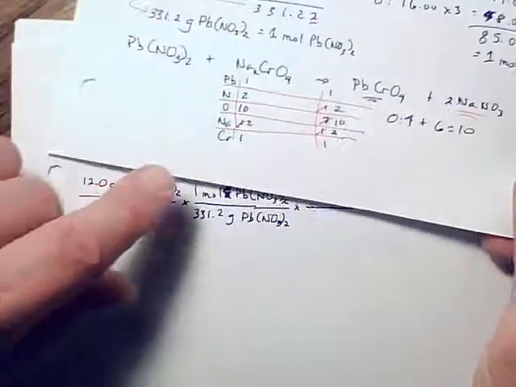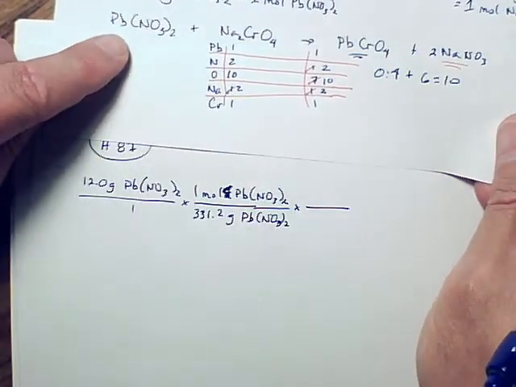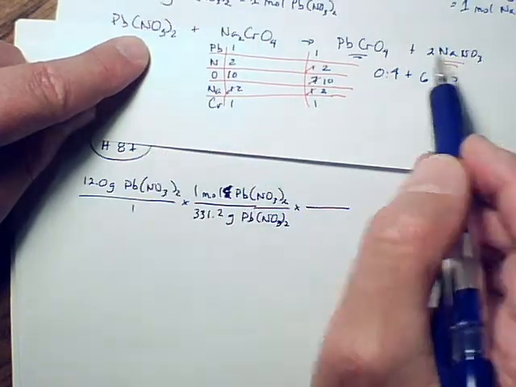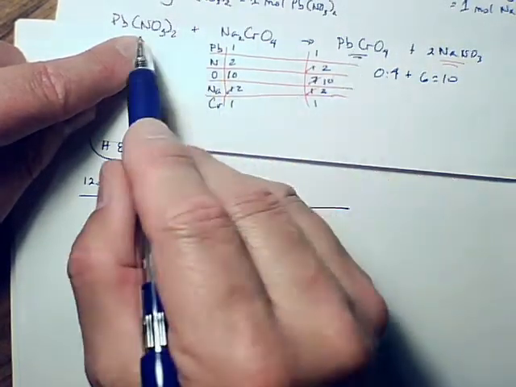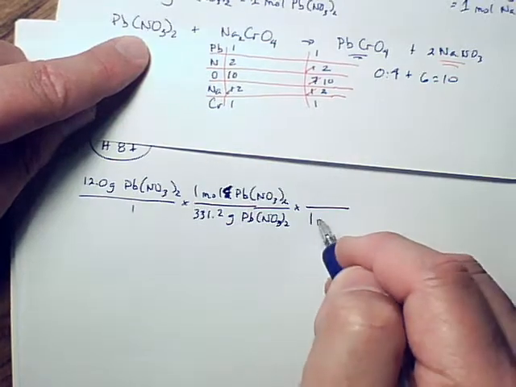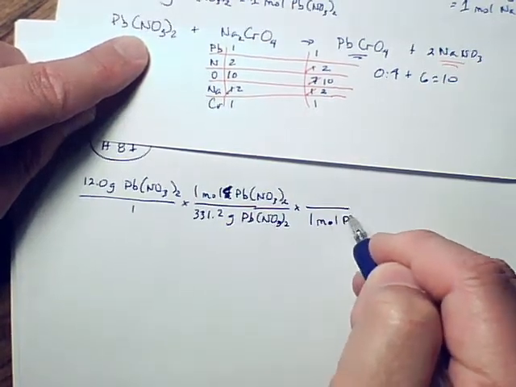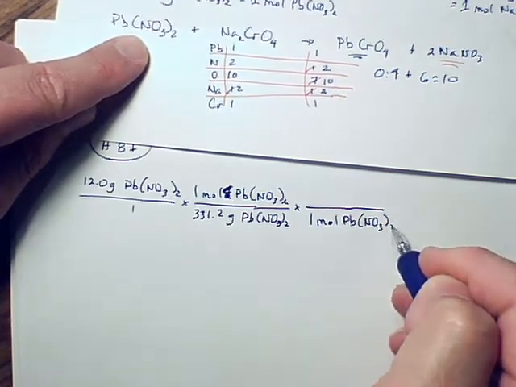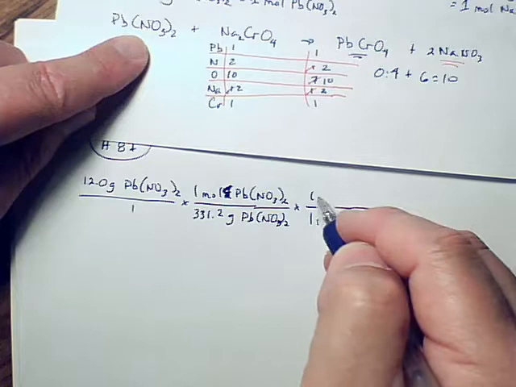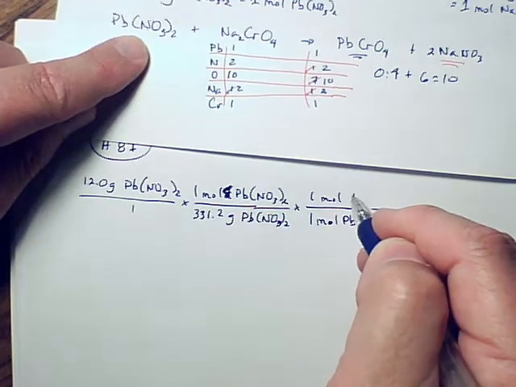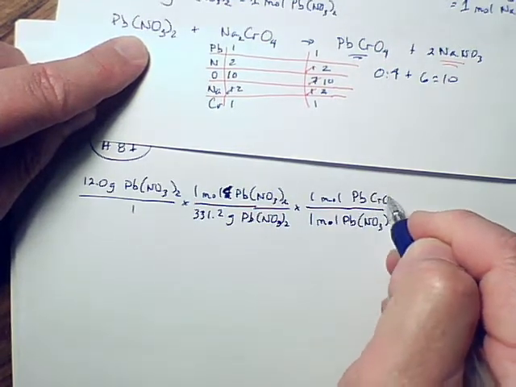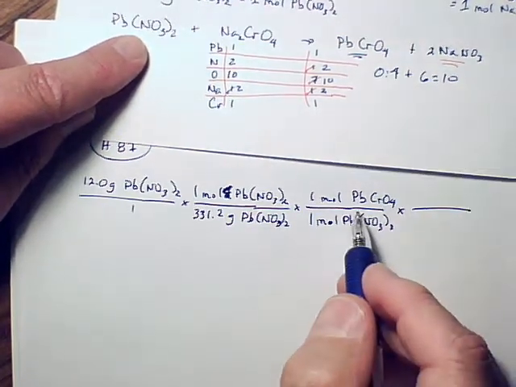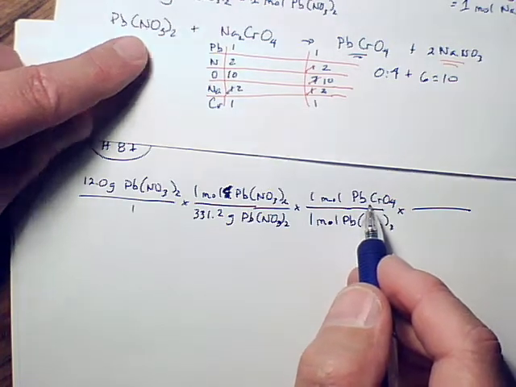All right, now we need to look at our balanced equation. Instead of going from this to this, we're now going from this to this. That's a 1-to-1 ratio. So I've got 1 mole of lead nitrate and 1 mole of lead chromate. All right, so we're going to need a molar mass for lead chromate.